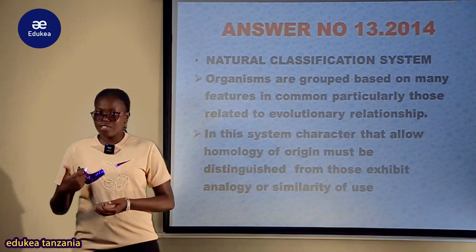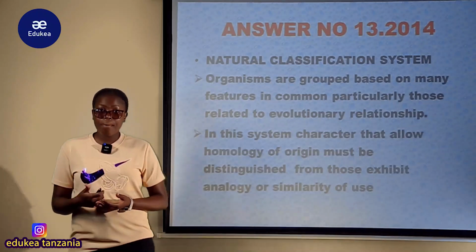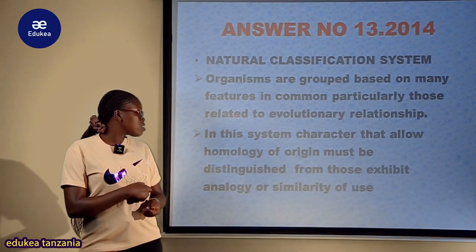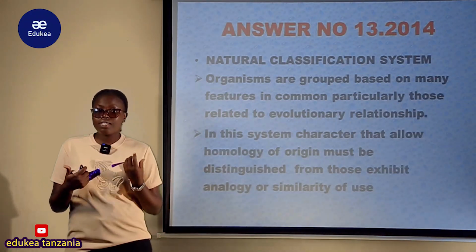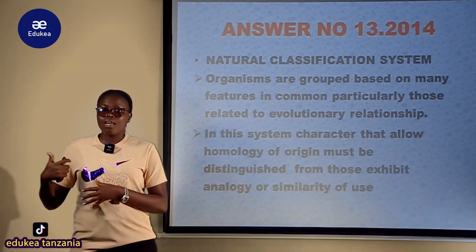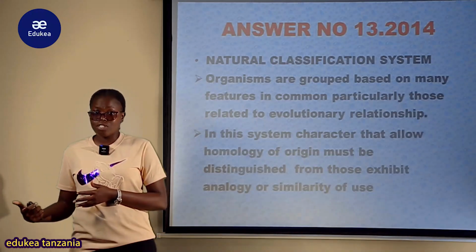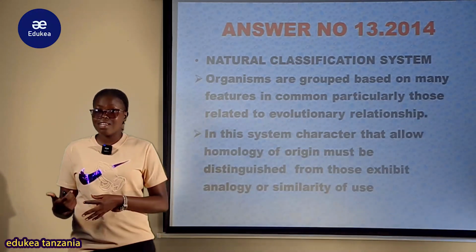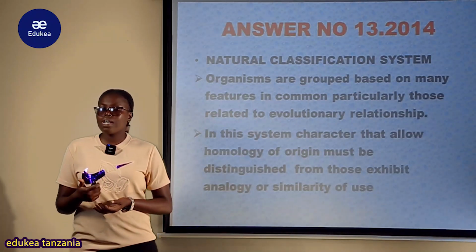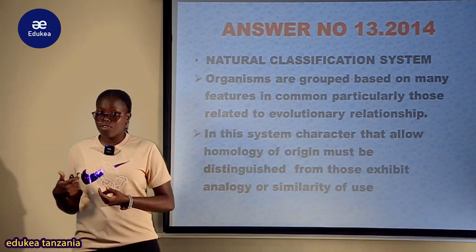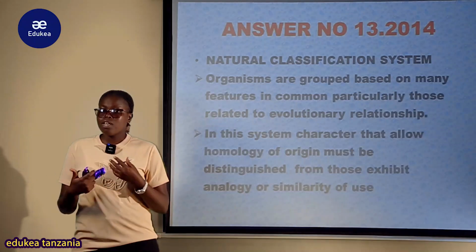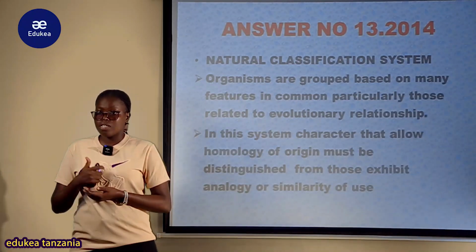Another form of the classification system ni natural classification system, ambapo these organisms are grouped based on many features in common, particularly those related to evolutionary relationship. Kwa katika natural classification system unatumia both internal and external features by reflecting the evolutionary relationship, by looking at their descendants, their common ancestor, the original ontogeny of these organisms. So you can't only rely on external features to classify organisms, but you can also utilize the internal and external features so that you classify organisms into the appropriate groups.